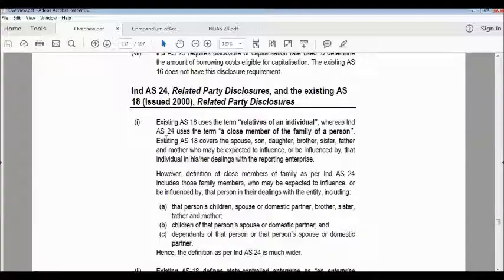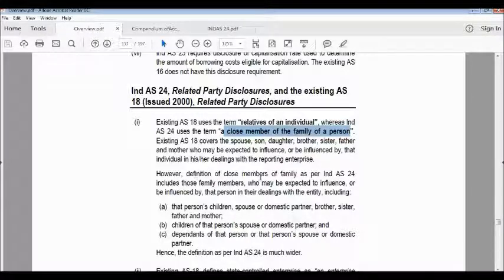Alright guys, here's the first difference between Ind AS 24 and the earlier Accounting Standard 18. Existing Accounting Standard 18 uses the term relative of an individual, whereas Ind AS 24 uses the term close member of a family of a person. Existing Accounting Standard 18 covers the spouse, son, daughter, brother, sister, father and mother who may be expected to influence or be influenced by that individual in his or her dealing with the reporting entity.